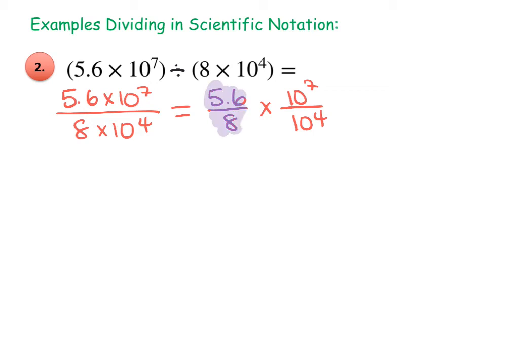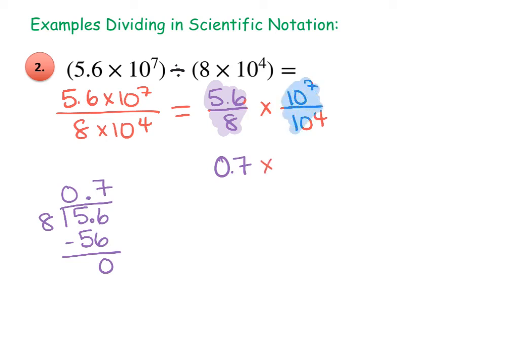So now we have to evaluate this fraction here. We've got 5.6 divided by 8. So 5.6 divided by 8, bring my decimal up at the top so they line up. 8 doesn't go into 5, but 8 does go into 56, so it goes into it 7 times. 8 times 7 makes 56, and I'm left with no remainder, so that's going to be 0.7. So now I've got 0.7, and that's being multiplied by this, and we have to work out what that is.